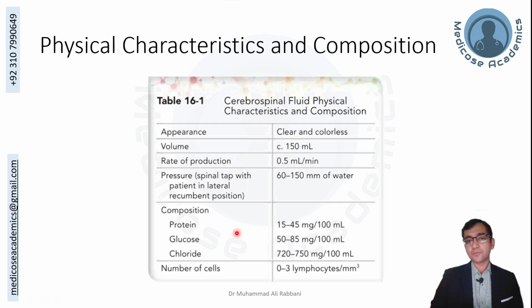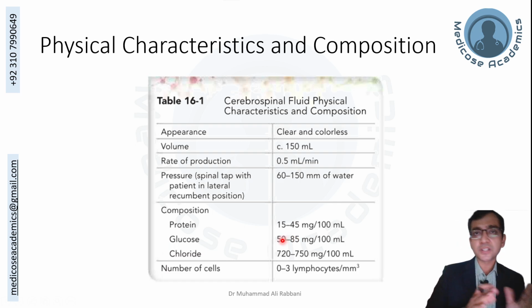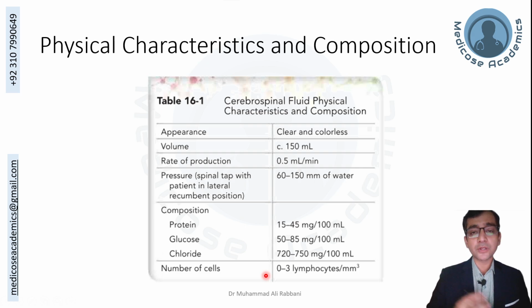Its composition is somewhat like plasma, but with a few differences. There is low protein, 15 to 45 milligrams per deciliter. Glucose is one half to two thirds that of plasma, and there is chloride, and very few cells. Knowing these features is very important, because knowing the normal helps you differentiate between normal and abnormal.